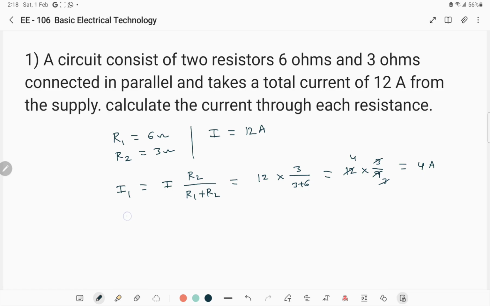What about current flowing through 3 ohm? That is I2. We can also find the current flowing through 3 ohms by applying KCL at that node: I2 equal to I minus I1. To remember current division rule, let's apply only current division rule. I into opposite arm resistance R1 by total resistance R1 plus R2. 12 into 6 by 6 plus 3, 9. So 8 ampere. I1 plus I2 is 12 ampere. That's it. Let's solve another problem.